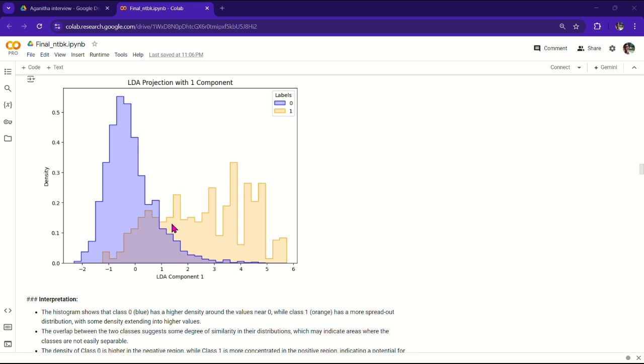This overlap between the two classes suggests some degree of similarity in their distributions, as we already said that their embeddings are not so different. This indicates areas where these classes, the genes, are not clearly separable. The density of class 0 is higher in the negative region, while class 1 is more concentrated towards the positive region, indicating potential for good classification models.